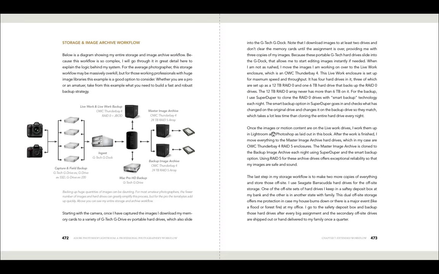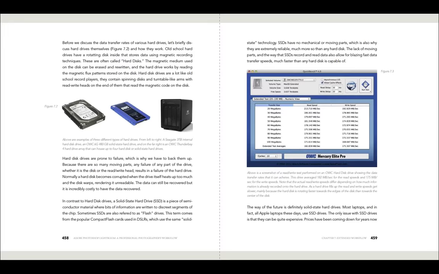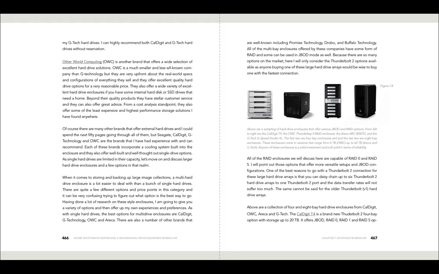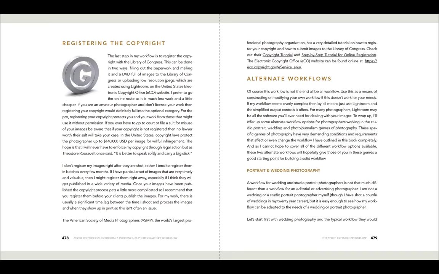This chapter discusses everything from read-write speeds and RAID arrays and all the different options and things you need to think about to back up your images. And you can see there's a whole bunch of text here. It also talks about cataloging and alternate workflows using other software like Photo Mechanic or Capture One. So it's not completely just about Lightroom in this book.